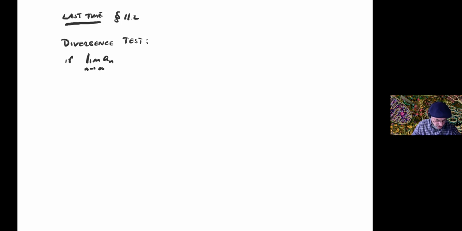Okay, so I want to recall what we did last time, just briefly. We did section 11.2, and that was about the divergence test for a series. What did that say? It says that if the limit of the terms a sub n of a series do not go to zero, if this is not zero, then the series summation a sub n diverges.